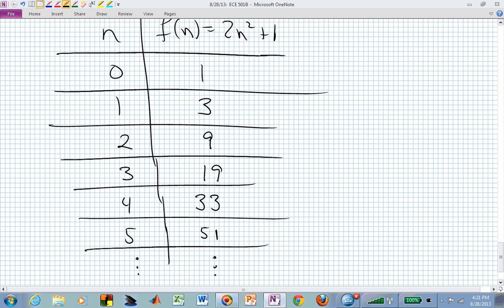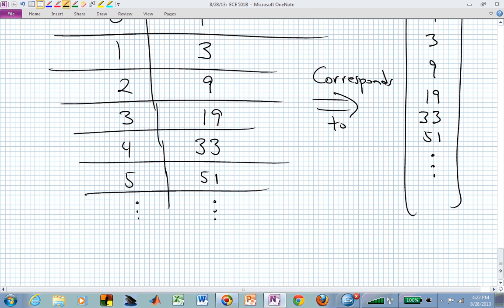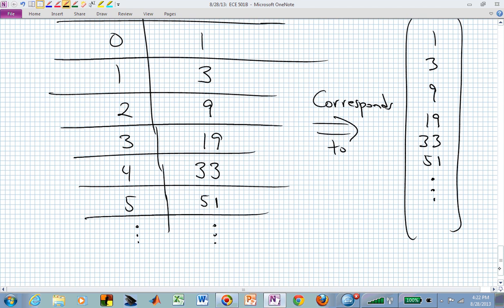Because the argument is the set of natural numbers, and our result, the value of f of n, is this right-hand column, so that now we could think of this function corresponding to, just stack these up. But now what do we have relative to this column? How tall is it?